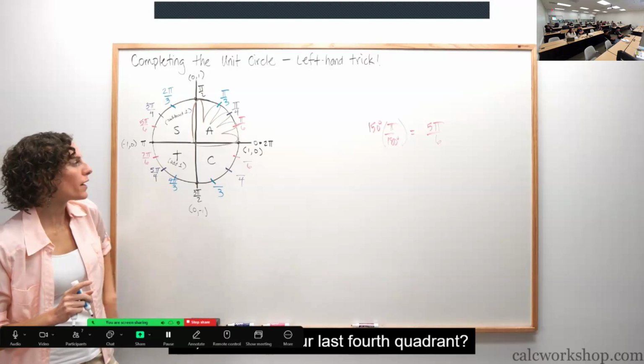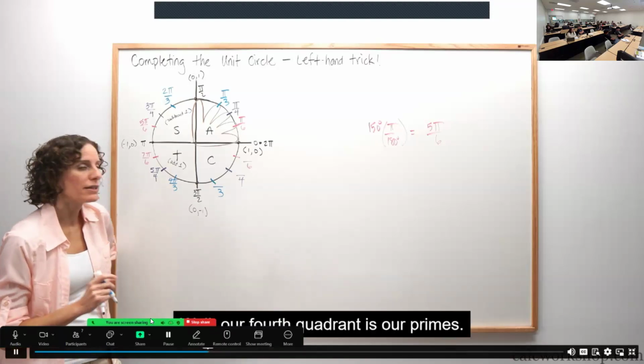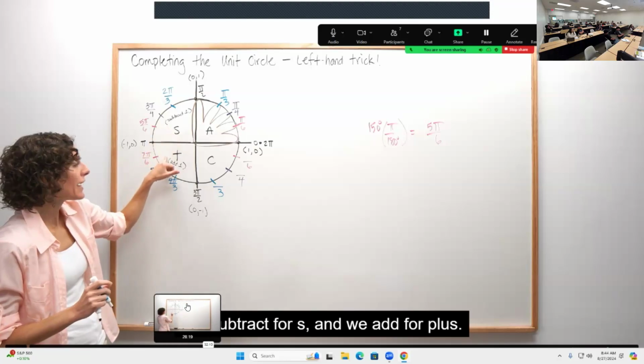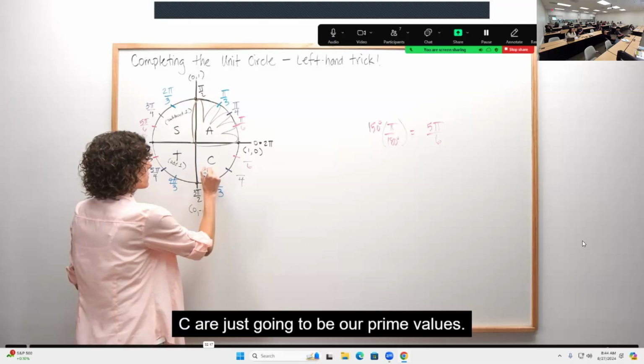So, what about our last, fourth quadrant? Well, our fourth quadrant is our primes. So C, we don't really have a good way of adding or subtracting. We have subtract for S and we have add for plus. C are just going to be our prime values.